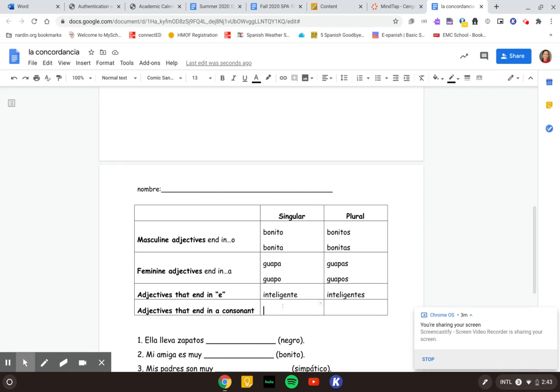But if we had the plural, then it would be los hombres inteligentes or las mujeres inteligentes. So say that we had an adjective that ends in a consonant, like the word difícil, difficult. This is the same. Now that it ends in a consonant, we just have two forms. We have our singular and we have our plural. We have difíciles.